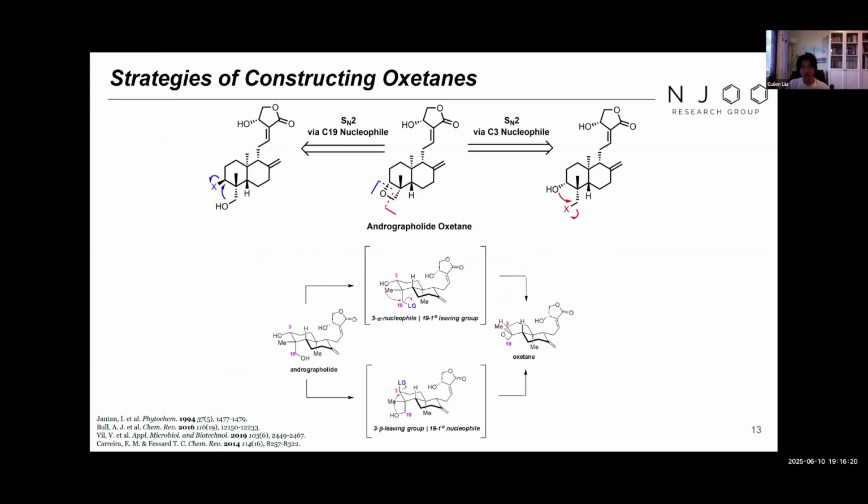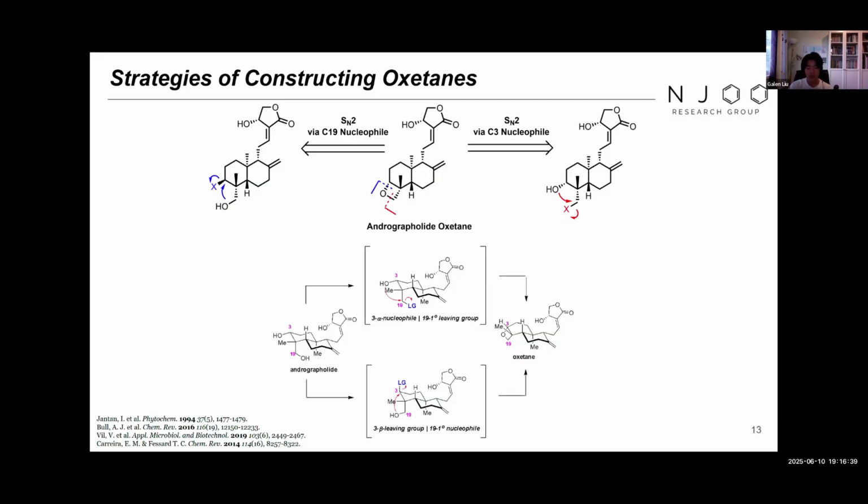Okay, so in terms of our retrosynthesis for constructing this oxetane, we envisioned two different bond disconnections, both of which would involve installing a leaving group at the C3 and the C19 positions respectively, and then closing the ring with an SN2.